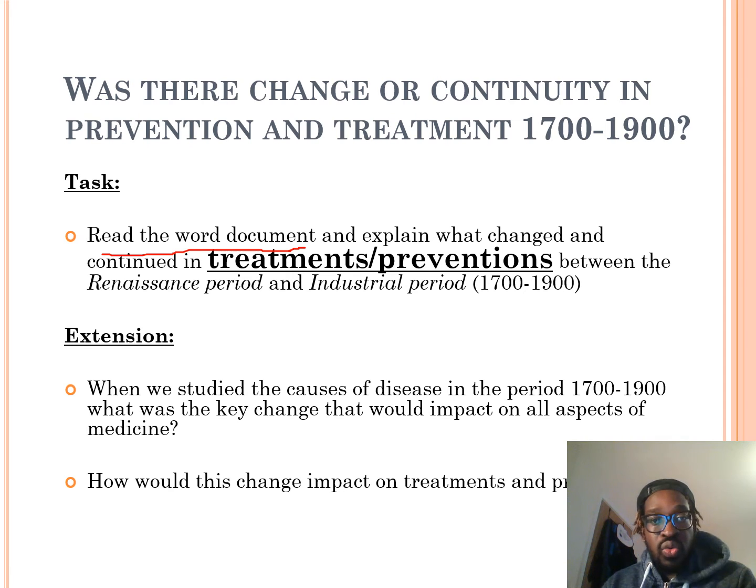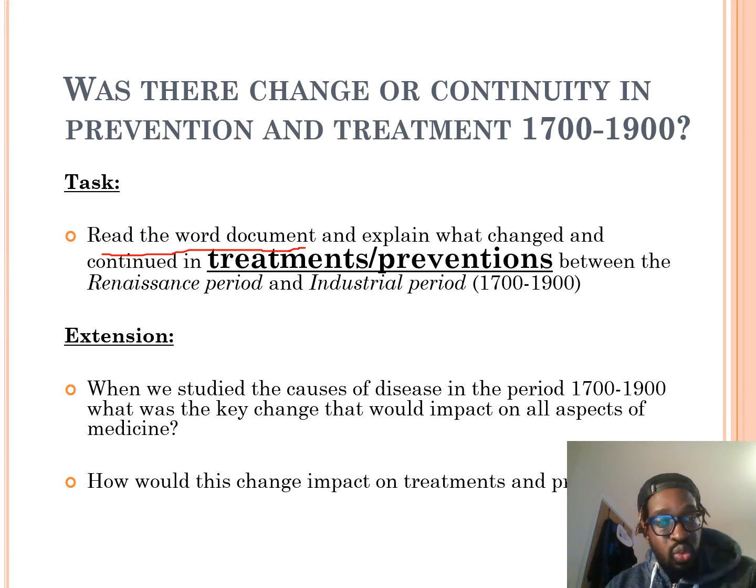Again, on Microsoft Word for this first task, or if you're editing the PowerPoint, whatever it is you're doing, I want you to read that first section on the Microsoft Word document that I send you, and say what has changed and what has stayed the same between what you've put in for the Renaissance period and what happened in the industrial period, 1700 to 1900.